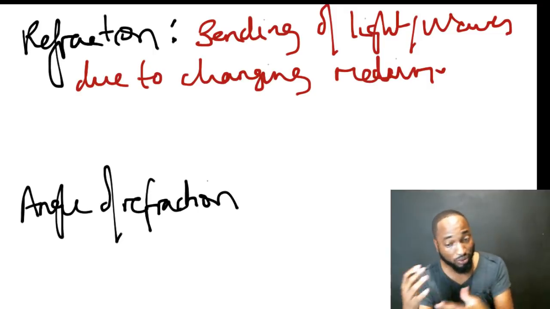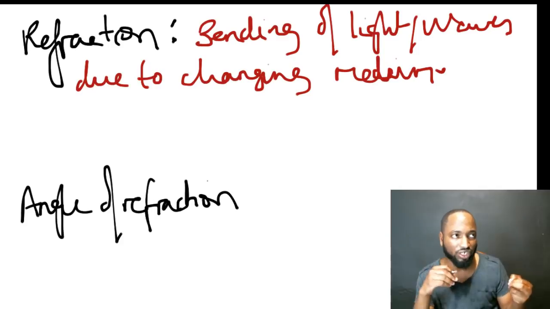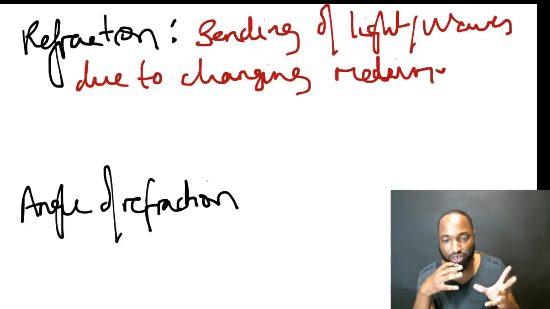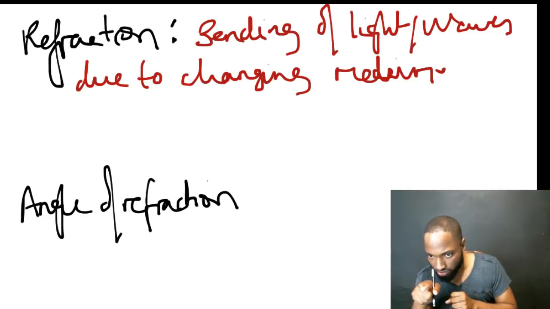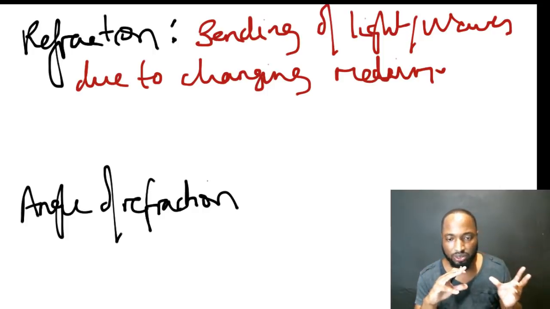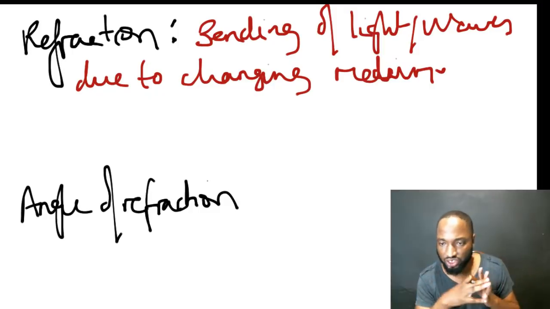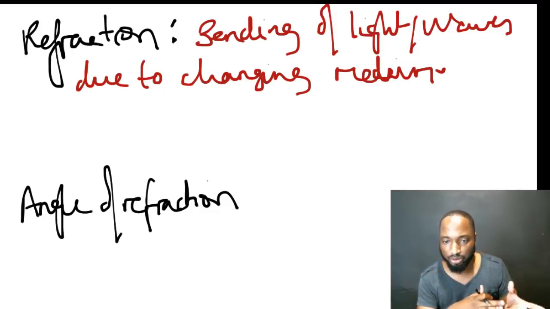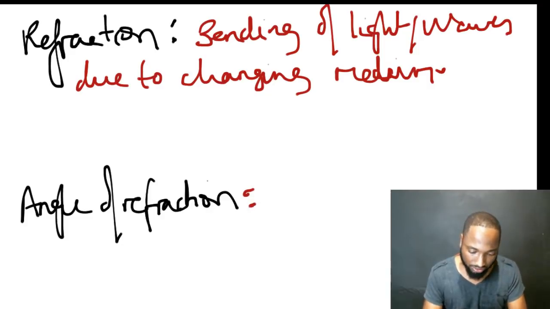Refraction can happen with water waves as well. If they ask for refraction in general terms, you might use the words bending of waves. So don't just use the word light if they ask for refraction in general. You say bending of waves, for example light, due to the change in medium as it passes from one transparent material to the other.